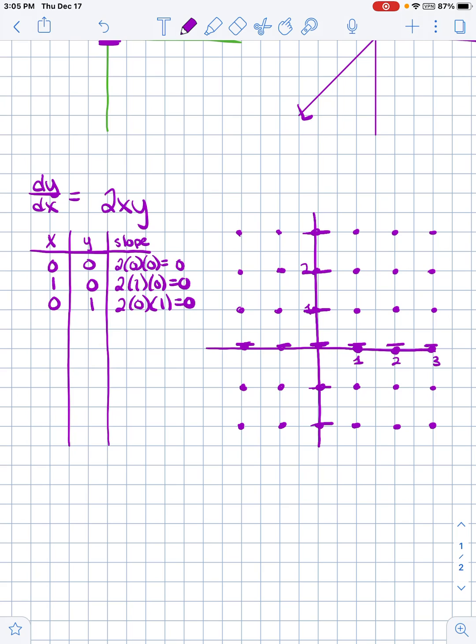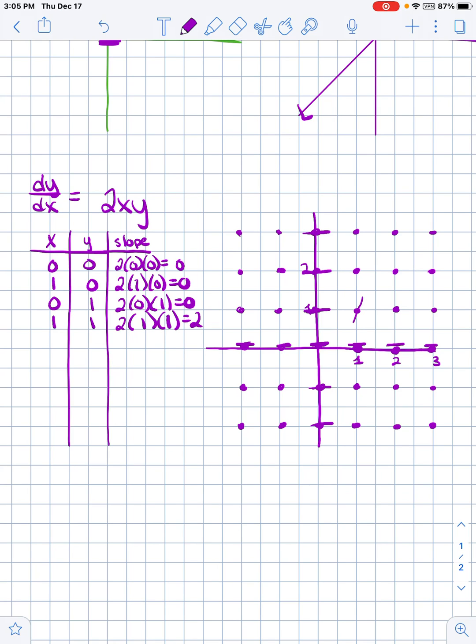Now let's try another point. Let's try the point (1, 1). So if x is 1 and y is 1, the slope is going to be 2. Now here comes the estimation. We're going to draw a little tangent line at that point (1, 1) that has a slope of 2. I know that if I'm at this 45-degree angle, that slope's 1, so I need to go a little steeper than that. How steep? Steeper than 1. It's all relative. And I know this is hard to swallow, but you have to understand that we're just getting the general shape.